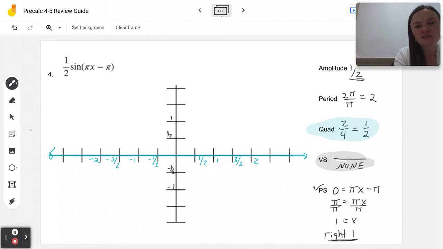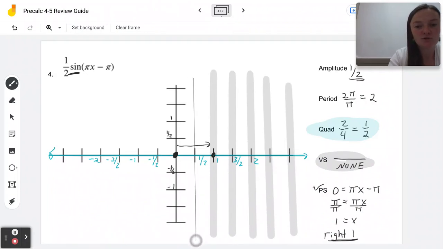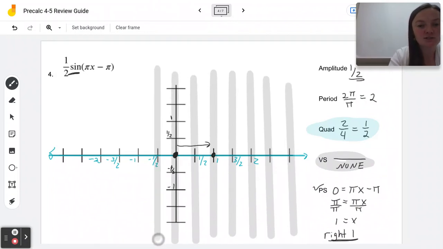Okay, so let's think about where the sine graph should start. The sine graph should start here at the origin. It says we need to move right 1. So let's do that. Let's move right 1, and once we move right 1, go ahead and sketch your very first quadrant line, and then continue that all throughout. And then we'll be pretty much good to go to graph this. So let's go ahead and sketch these, and we should be good.